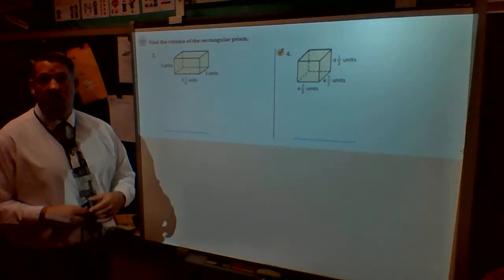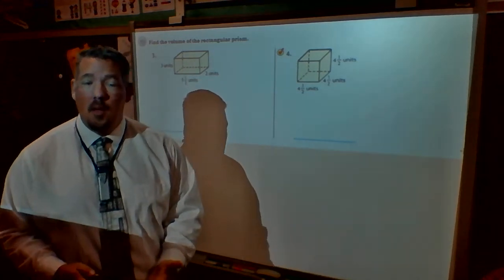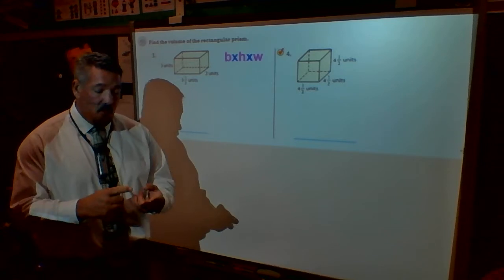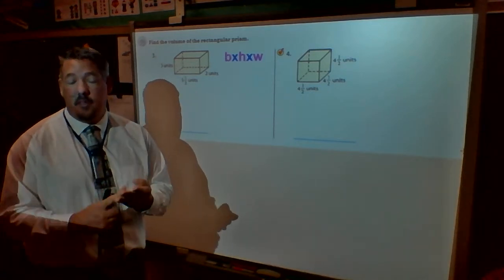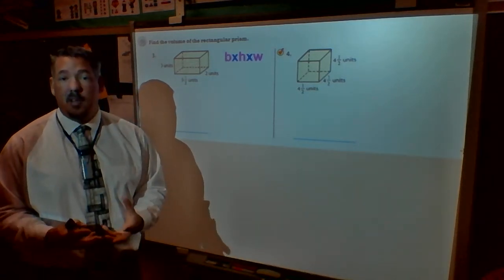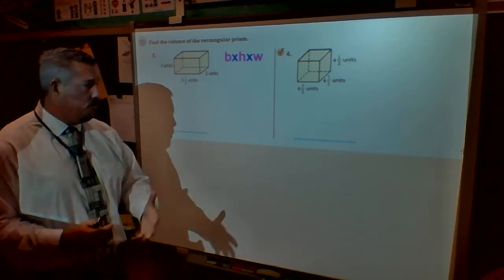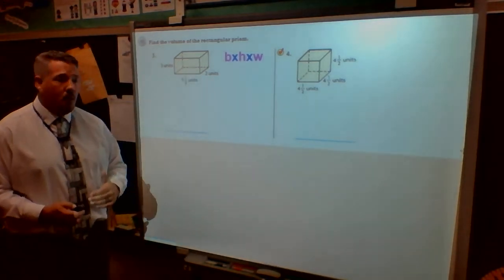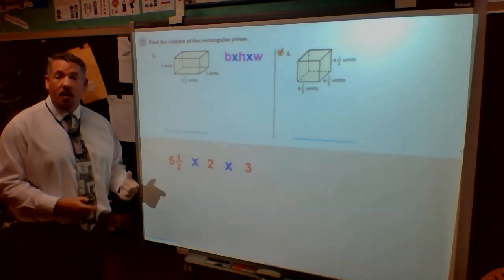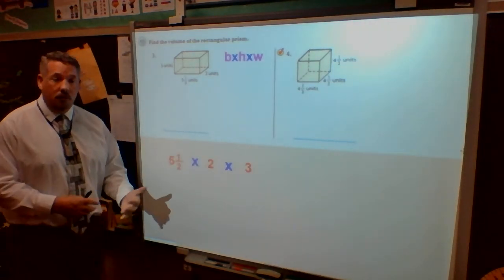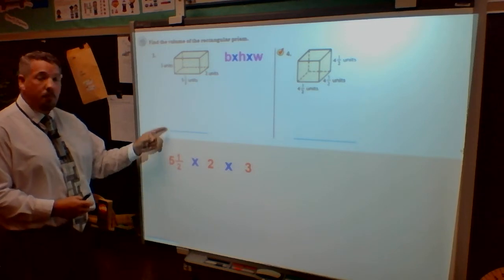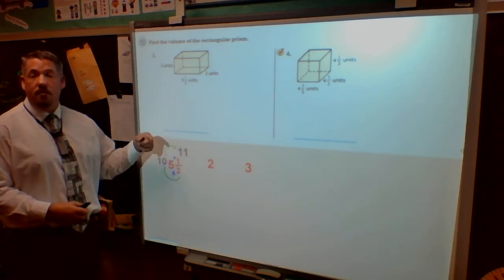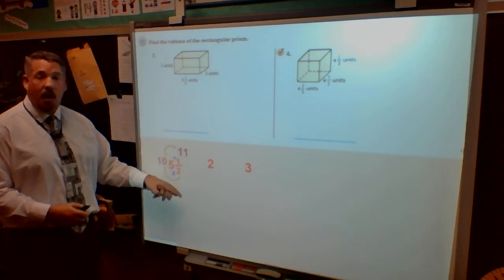Now on these two, it's just straightforward finding the volume. And what's the formula for volume? Well, I know I'm going to take my base, I know I'm going to take my height, I know I'm going to take my width, and I'm going to multiply all 3 of them together, and then cube my label. Here I have 3, 5 1/2, and 2. So I have to make the 5 1/2 into an improper fraction. Starting at the bottom, multiply and adding. 2 times 5 is 10, plus 1 gives me 11, and I keep my denominator.